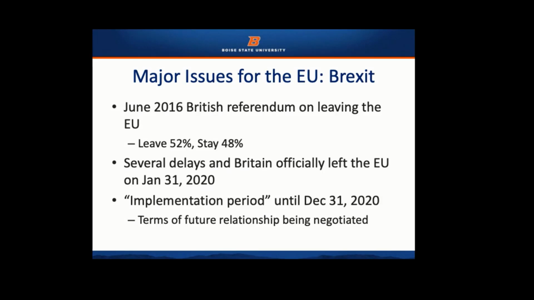And of course, the major issue facing the EU now is Brexit. In June of 2016, the Brits voted to leave the EU. It was fairly close, but the Leavers won. Since then, there have been a couple of changes of government. Boris Johnson was elected prime minister, a confirmed Brexiteer. There have been lots of negotiations between Britain and the EU about the terms of their leaving and what the future relationship is going to be, and lots of delays. Finally, in January of 2020, Britain officially left the EU, but there are still ongoing issues on the table.